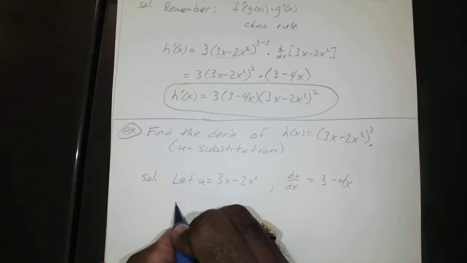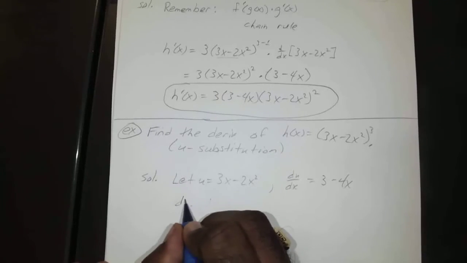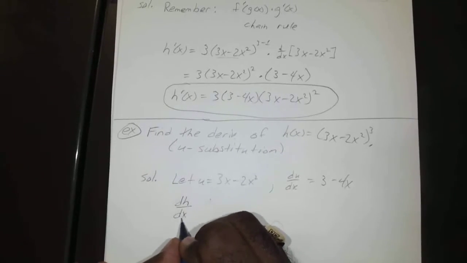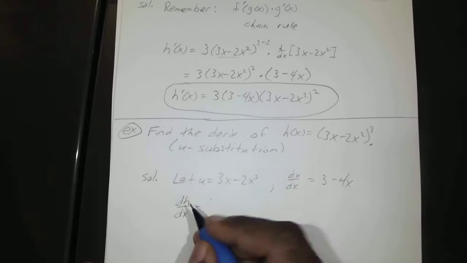Clear that up. Uh-oh. Really? There we go. So the derivative of h with respect to x is equal to, and that's about to break again. There we go.